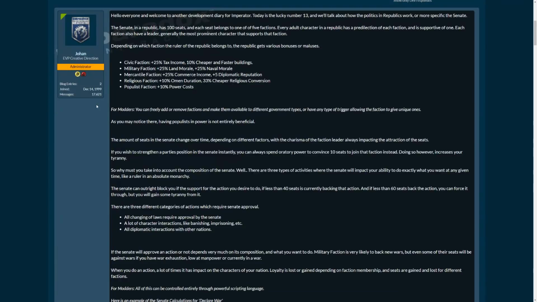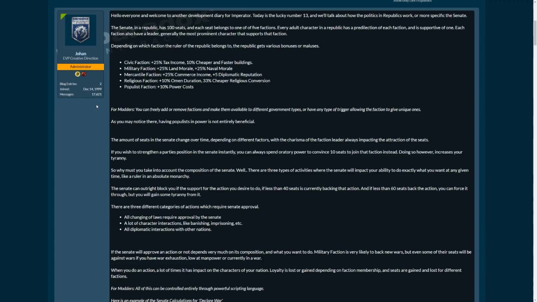Today we're going to be talking about the Republics and the Senate in Imperator Rome. The Senate in a Republic has 100 seats and each seat belongs to one of the 5 factions. Every adult character in a Republic has a predilection of each faction and is supportive of one. Each faction also has a leader, generally the most prominent character that supports that faction. Depending on which faction the ruler of the Republic belongs to, the Republic gets various bonuses or malices.